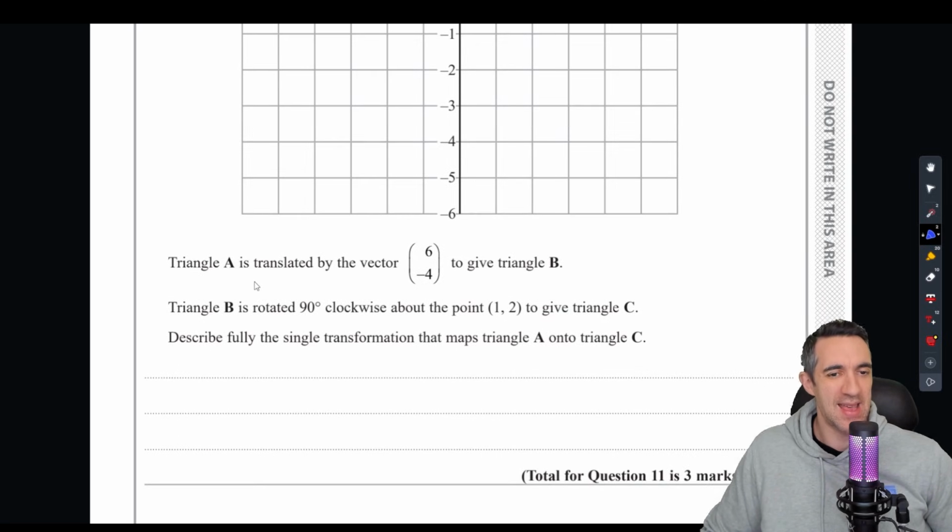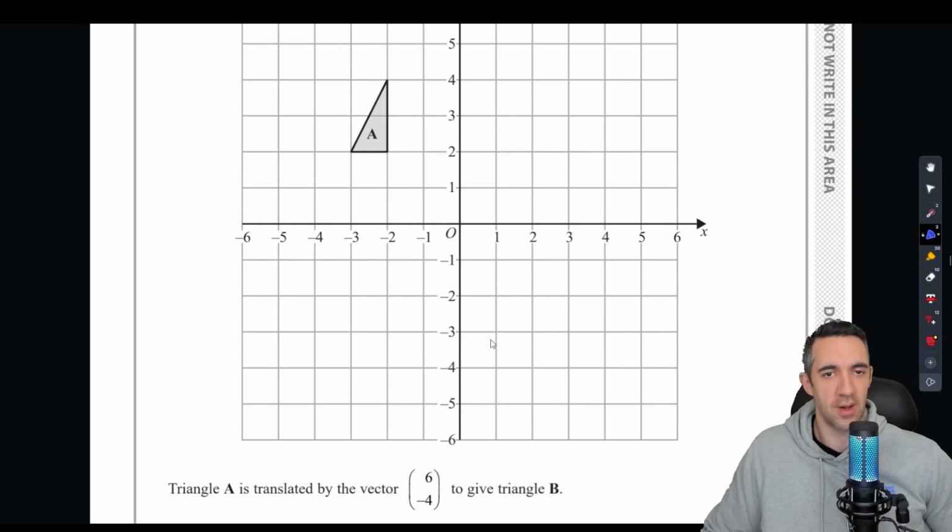So triangle A is translated by the vector 6, minus 4. Triangle B is rotated 90 degrees clockwise about 1, 2 to get triangle C. Describe fully the single transformation that maps A onto C. Right, okay, so we're going to go via triangle B. So if we go triangle A, we're going 6, minus 4. So 1, 2, 3, 4, 5, 6. And then down 4, 1, 2, 3, 4. So that makes that point there, which then I can draw in.